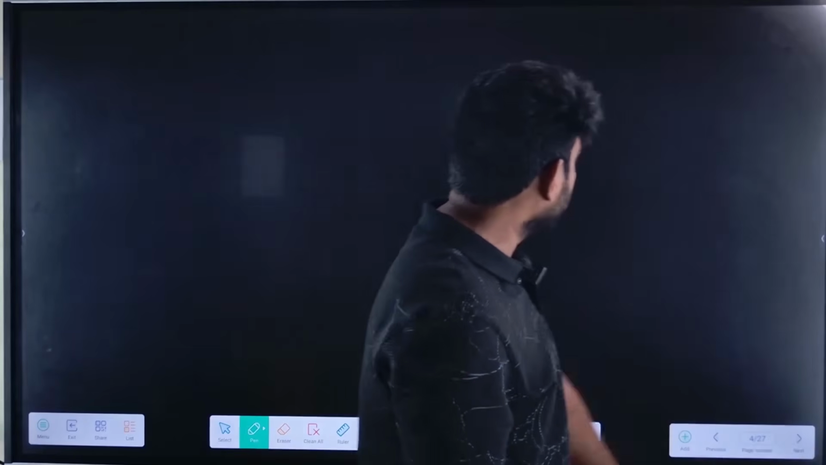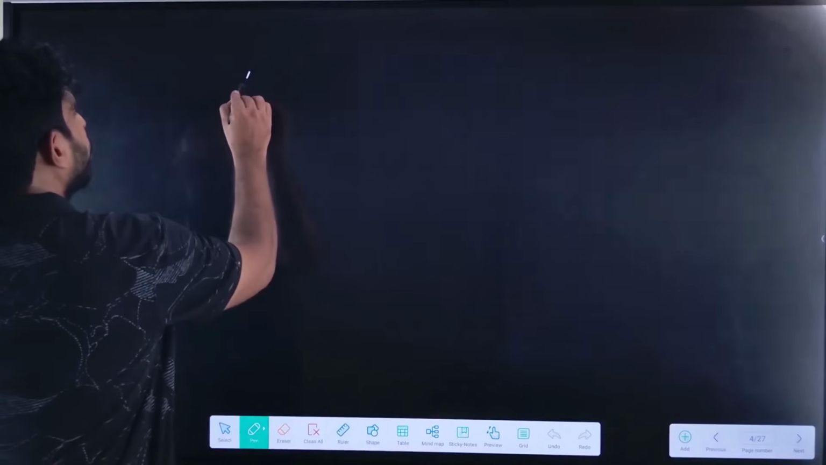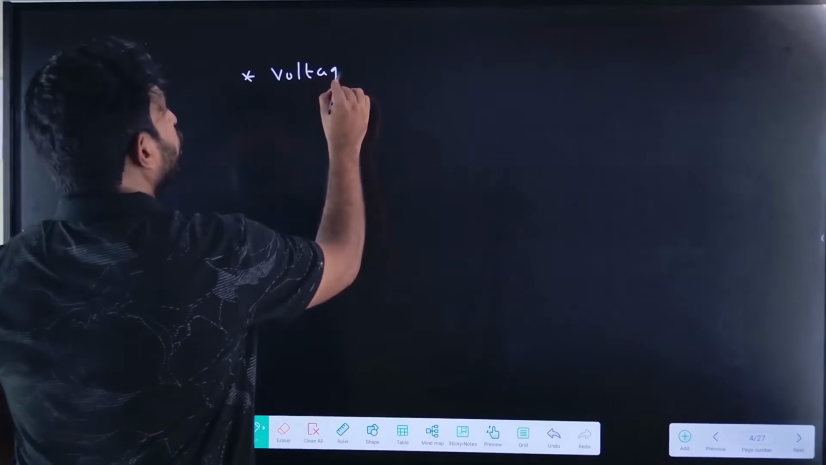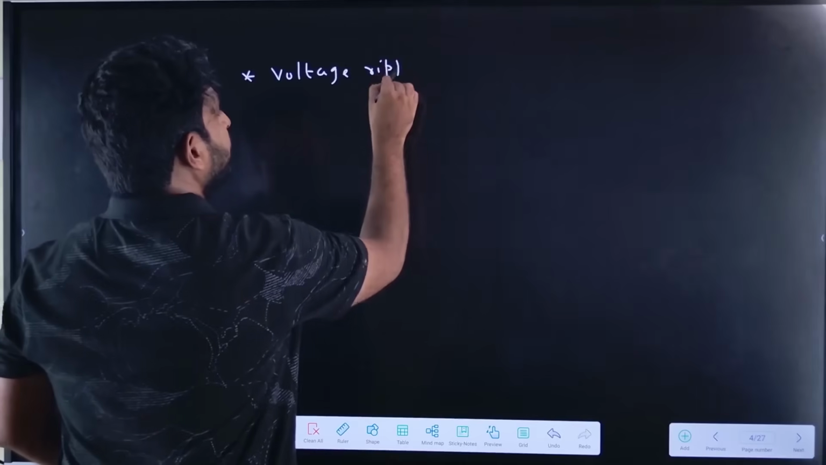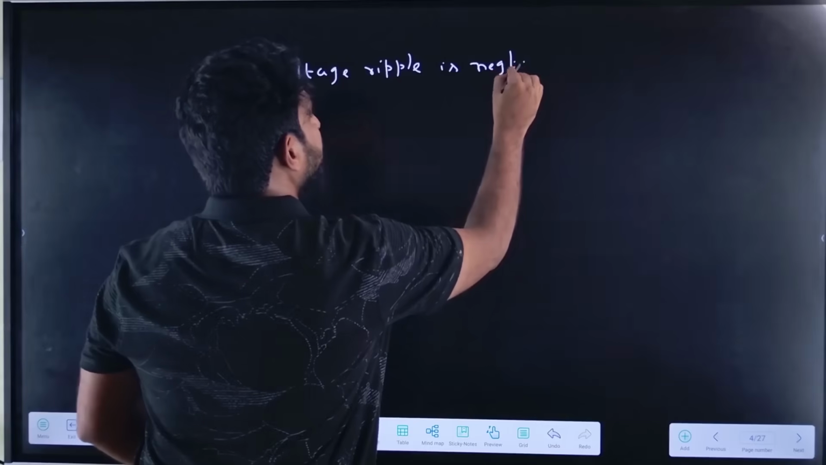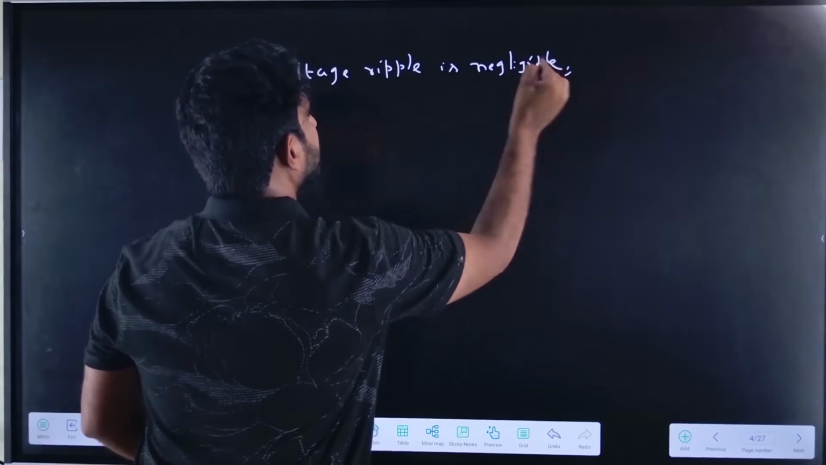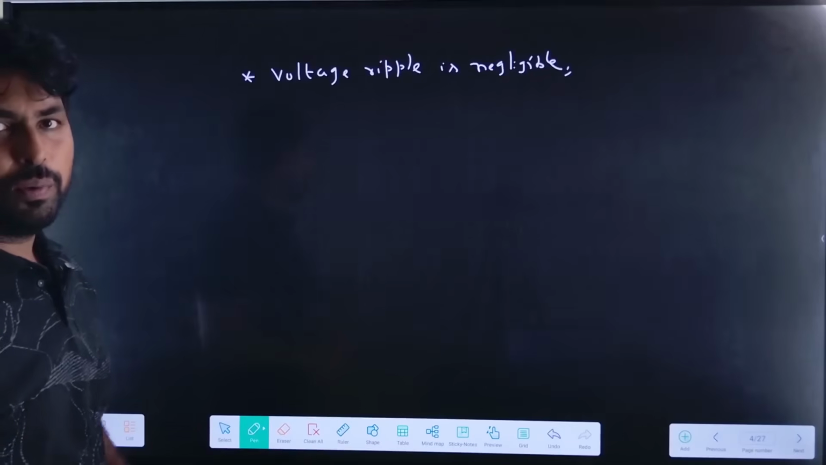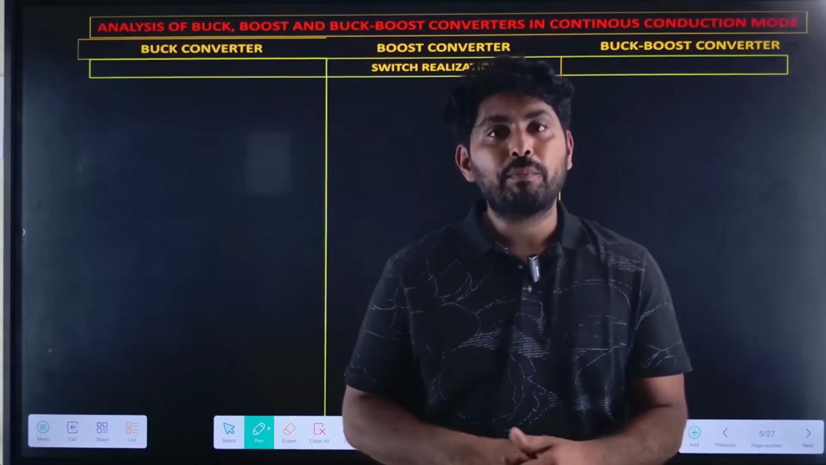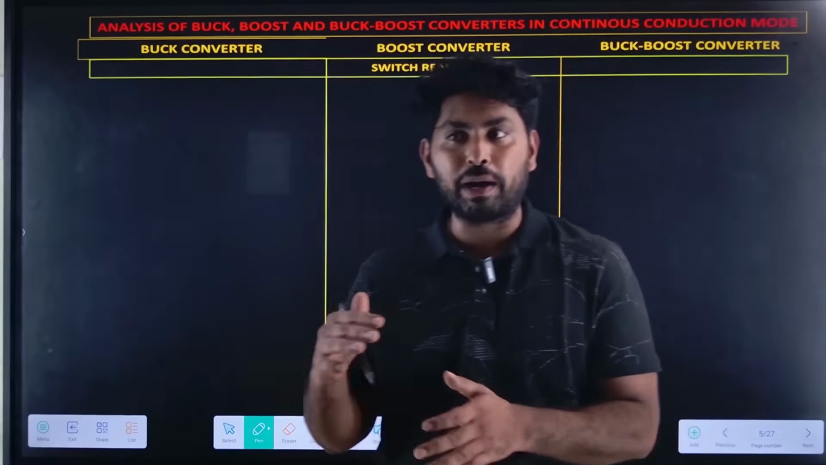So let us see the next one. The voltage ripple is negligible. So these are all the four assumptions for the main converters: the buck converter, boost converter, and buck boost converter.